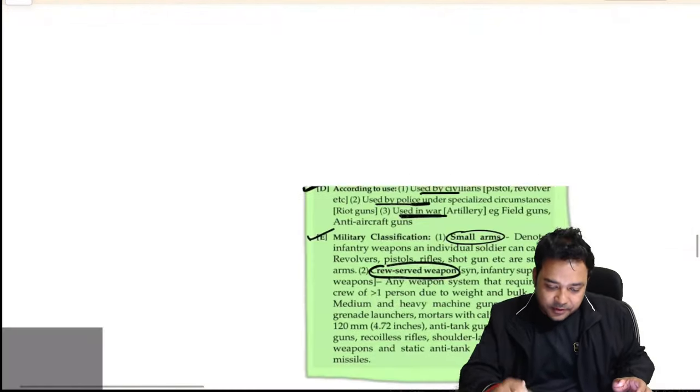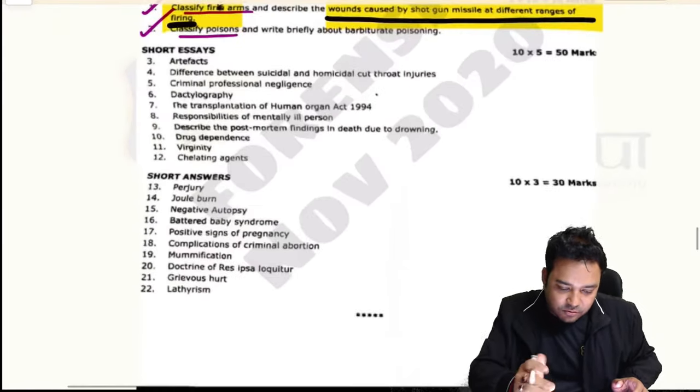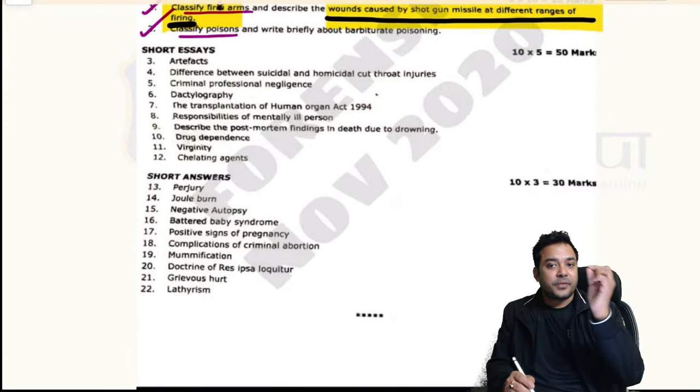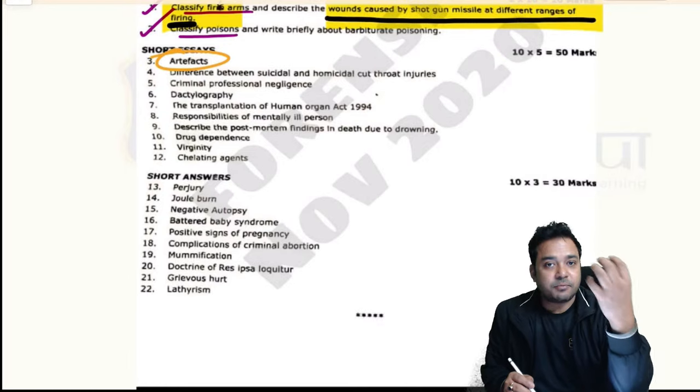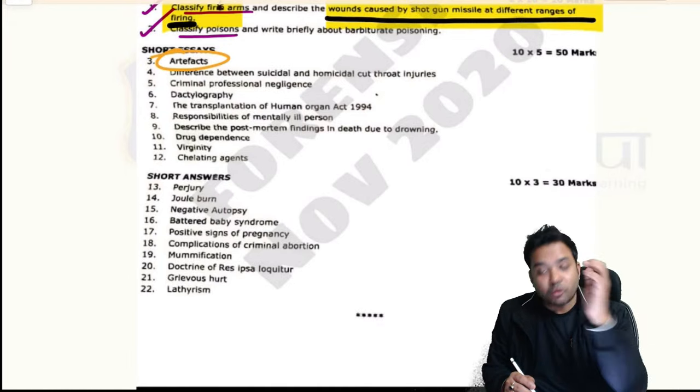Let us see that paper of Rajiv Gandhi University. Now see the short notes, artifacts. अब artifacts क्या होते हैं? Artifacts are changes in a dead body which is physiologically unrelated to cause of death. What are the named important artifacts?